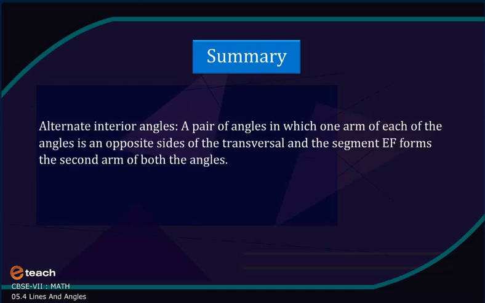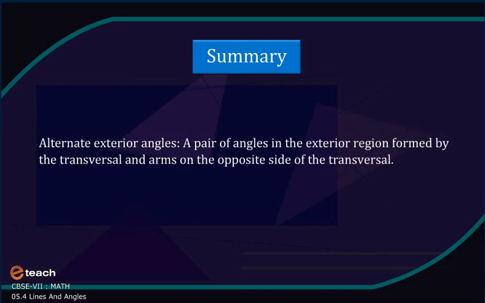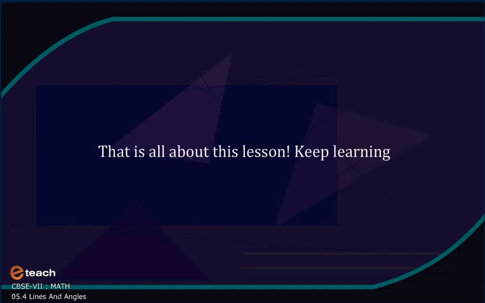Alternate interior angles: a pair of angles in which one arm of each of the angles is on opposite sides of the transversal and the segment EF forms the second arm of both the angles. Alternate exterior angles: a pair of angles in the exterior region formed by the transversal and arms on the opposite side of the transversal. So that is all about this lesson.